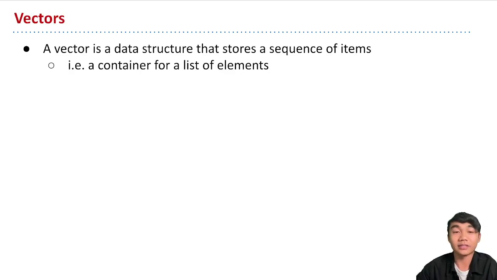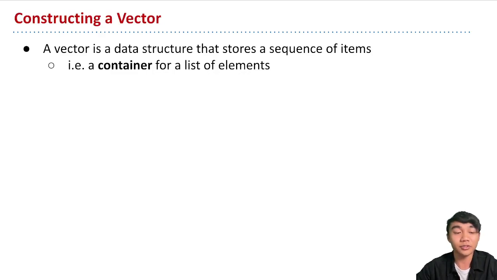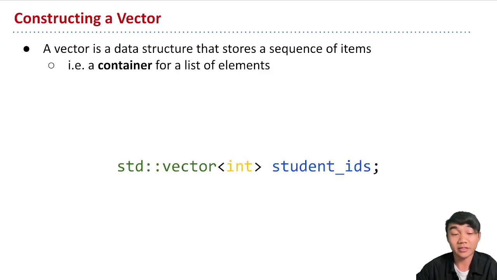So a vector is a data structure, and it's specifically designed to store a sequence of items. In other words, it's a container that holds a list of elements of a given type. So if we want to construct a vector, let's just zoom in on this idea that vectors are a container. And we know that containers must store something. So we need to decide, when we're constructing a vector, what data type is stored within that vector. One of the ways in C++ that we can construct a vector is using its default constructor.